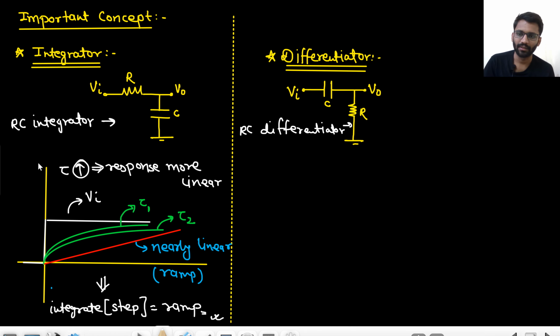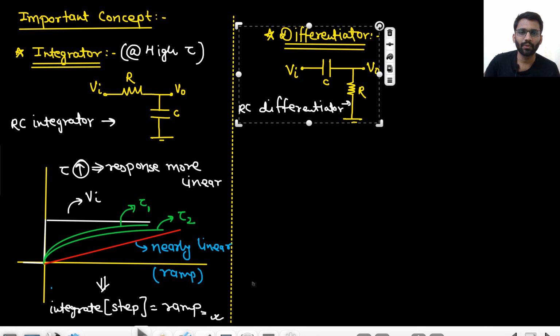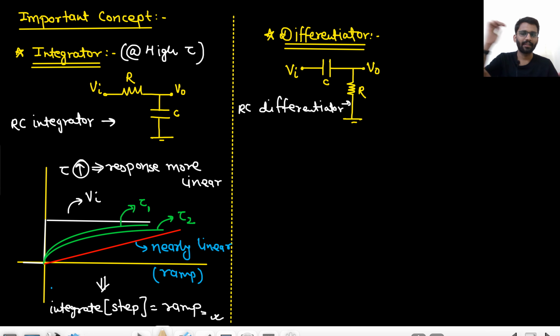At high time constant. So where should I write it? Here I should write at high time constant. Okay, you will get it, right? So at high time constant, it is acting like an integrator. Eventually you just need to know, if they are talking about an RC integrator, you need to make an RC circuit, and if they are talking about a differentiator, you will make a CR circuit. Now how is it a differentiator?